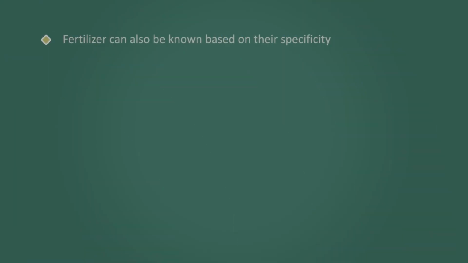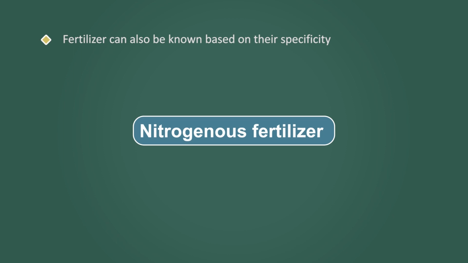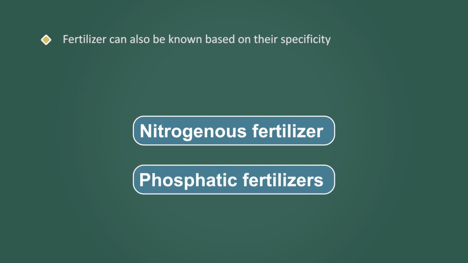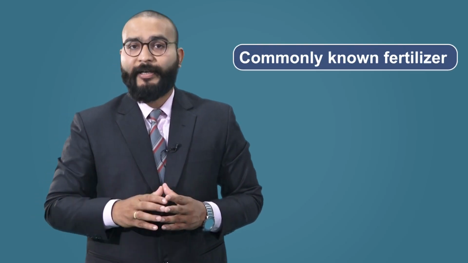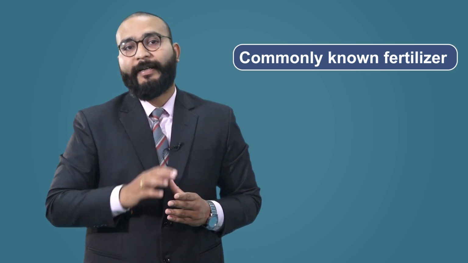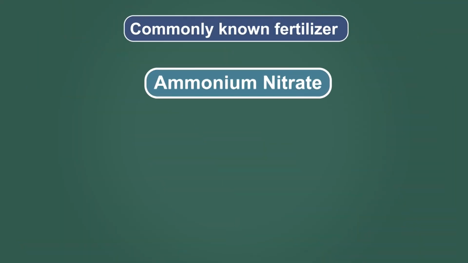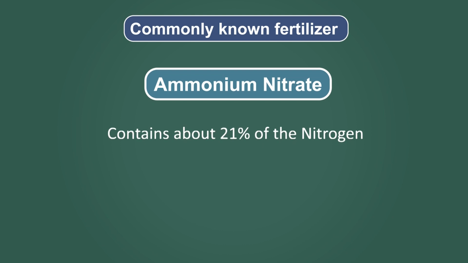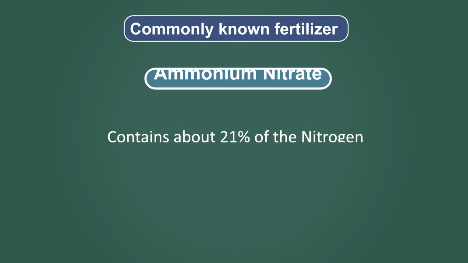Fertilizer can also be known based on their specificity, like nitrogen supplying fertilizer is known as nitrogenous fertilizer and phosphorus supplying fertilizer is known as phosphatic fertilizer. Let us now look into the commonly known fertilizers with their nutrient content. Ammonium nitrate contains about 34% of nitrogen.